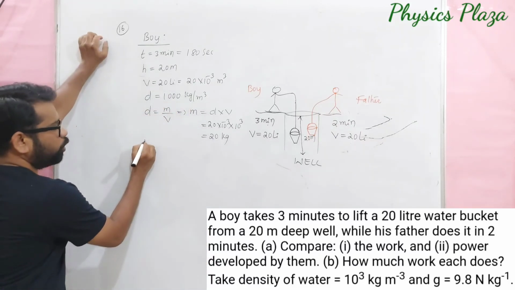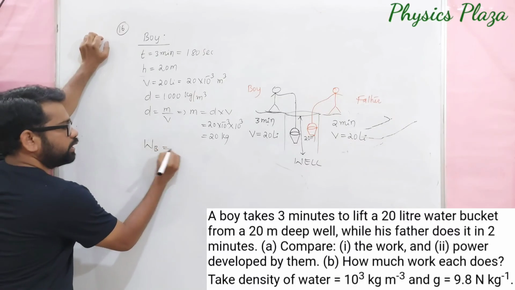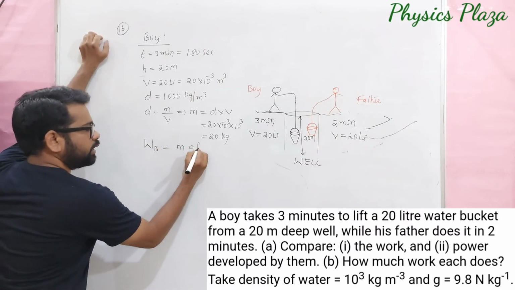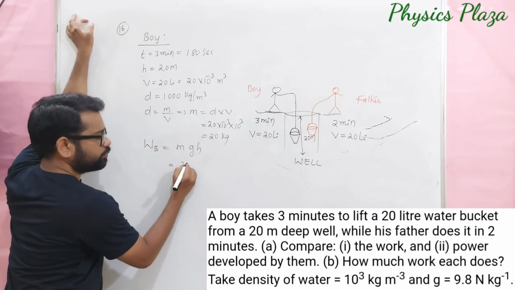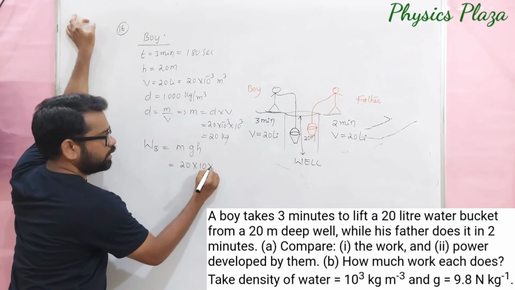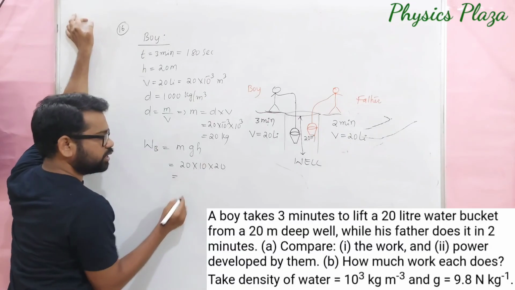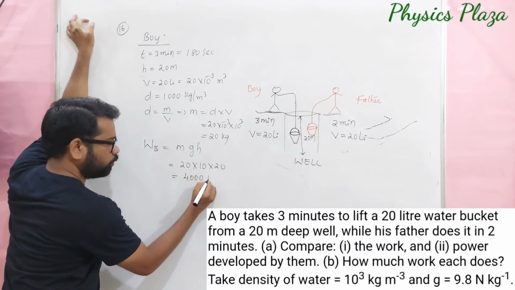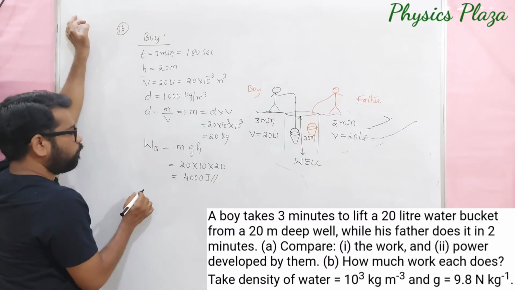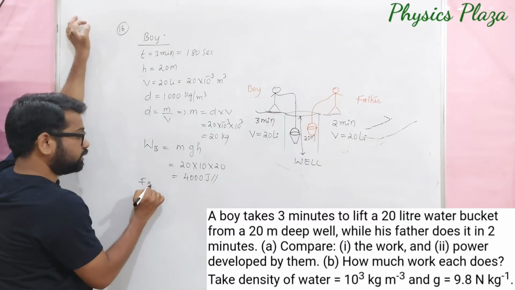Now the work done by the boy is equal to mgh. Children, m is 20, g is 10, height is 20. So how much is it? 20 into 10 into 20, it will be 4000 joule. But what is the work done by the father?